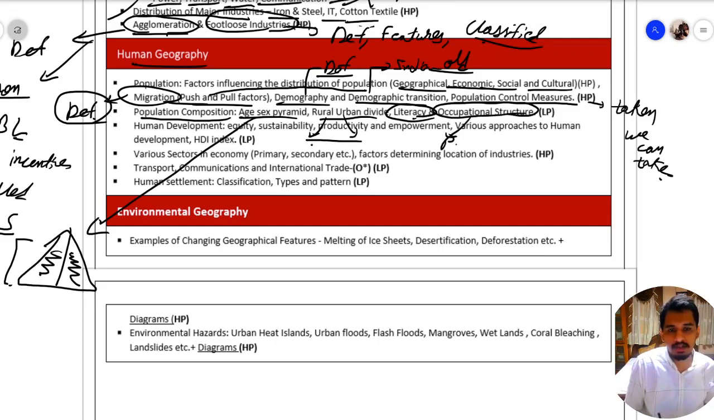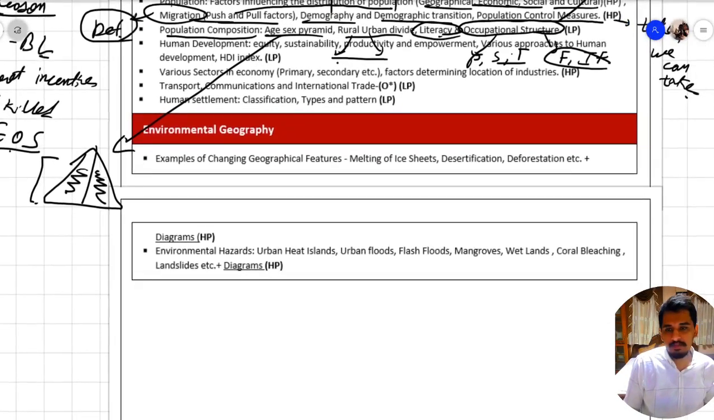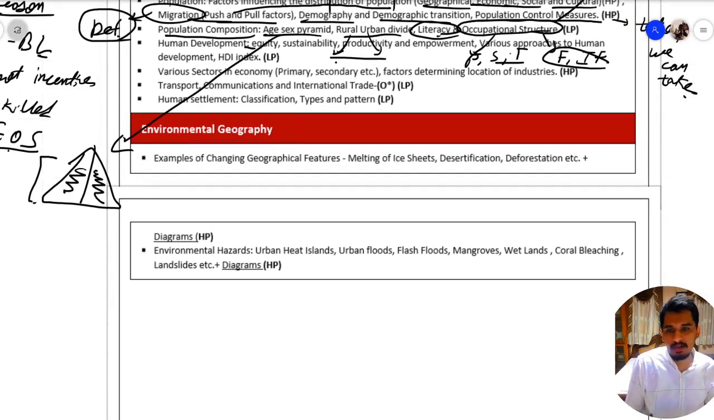In occupational structure, we have primary, secondary, tertiary occupations. Then we have formal and informal occupation. Then we have permanent, seasonal, these kinds of occupations. This is the occupational structure. Then we have human development. In this, we have 4 pillars of human development: equity, sustainability, productivity, and empowerment. And what are the various approaches to human development, and you should know about the HDI index in brief.